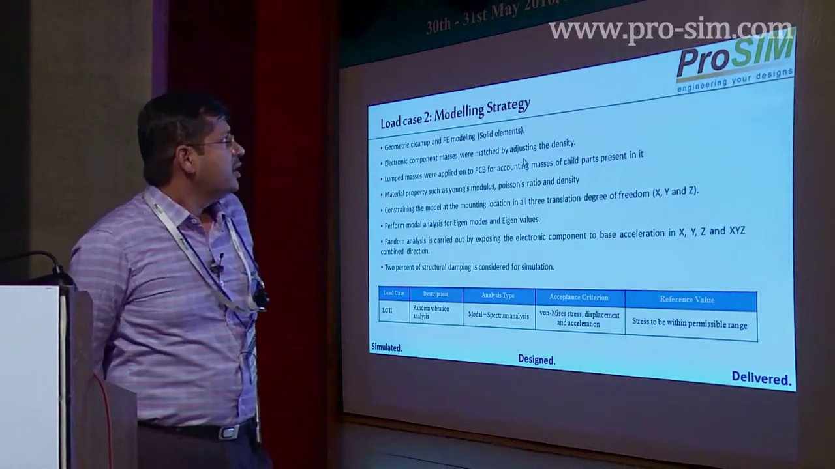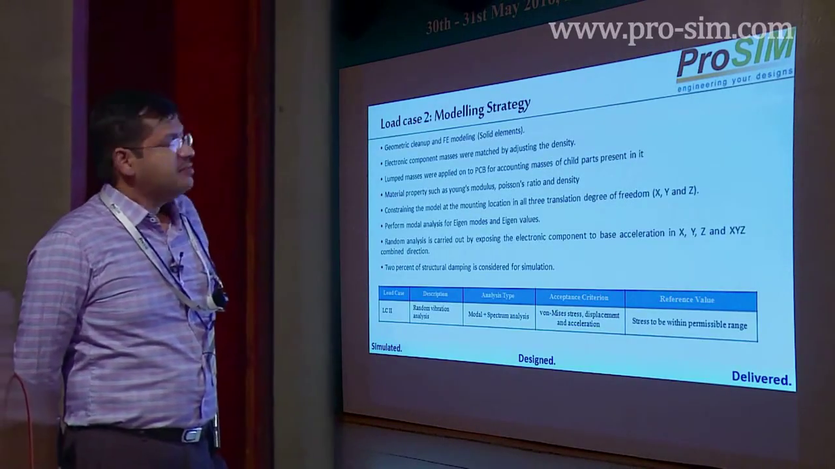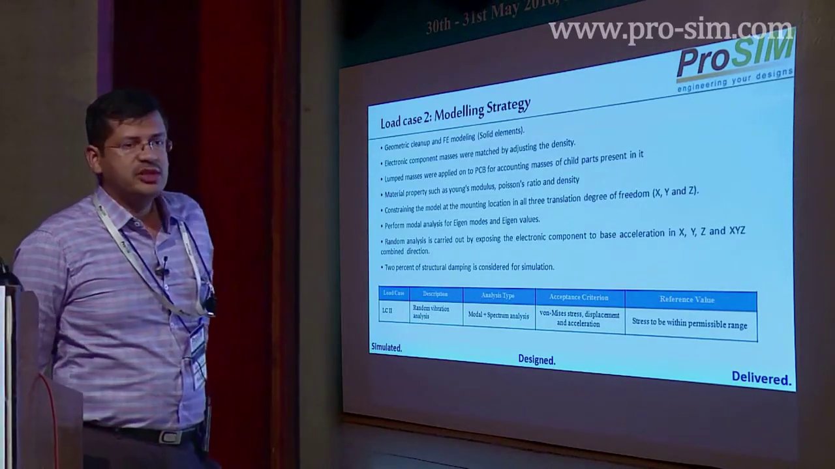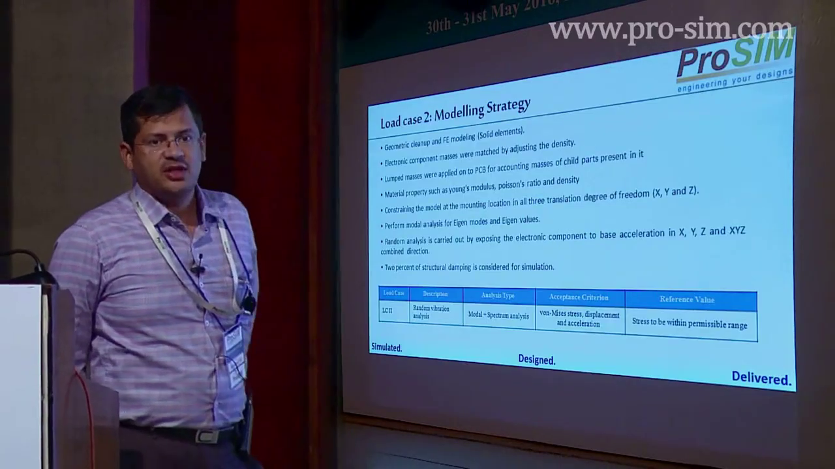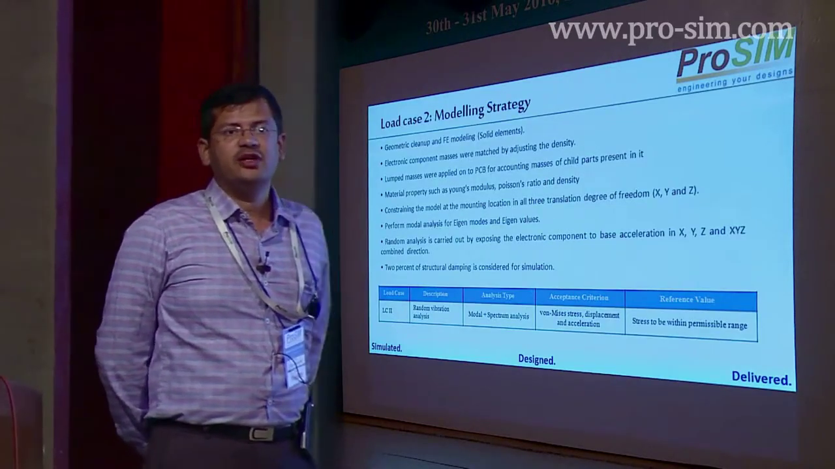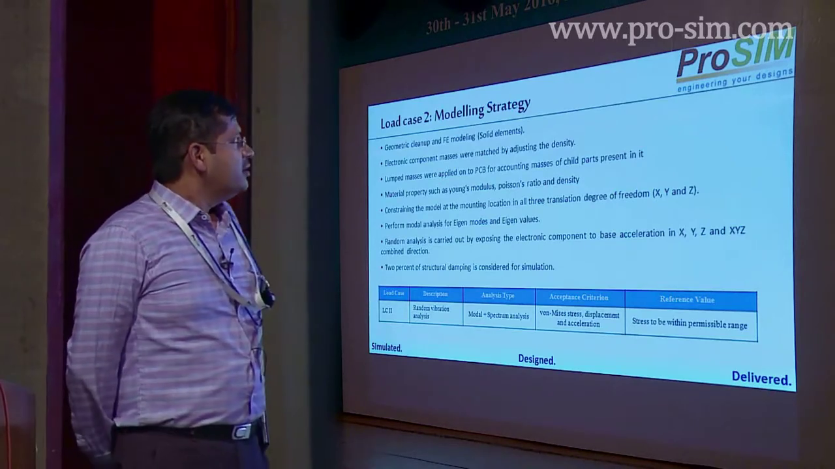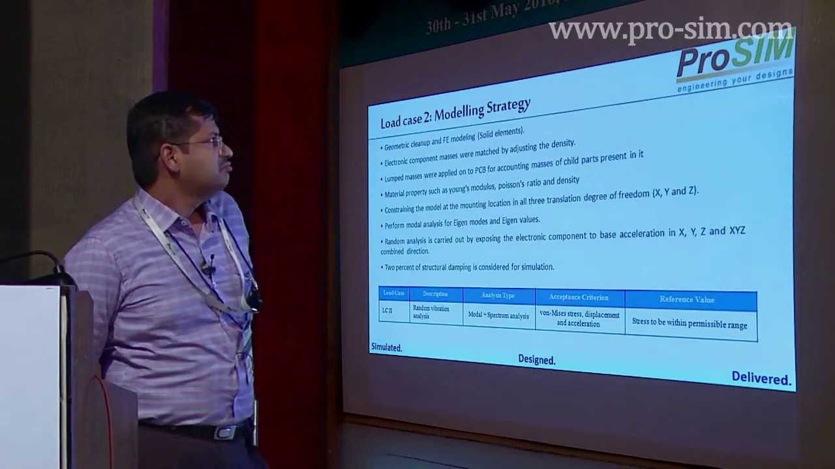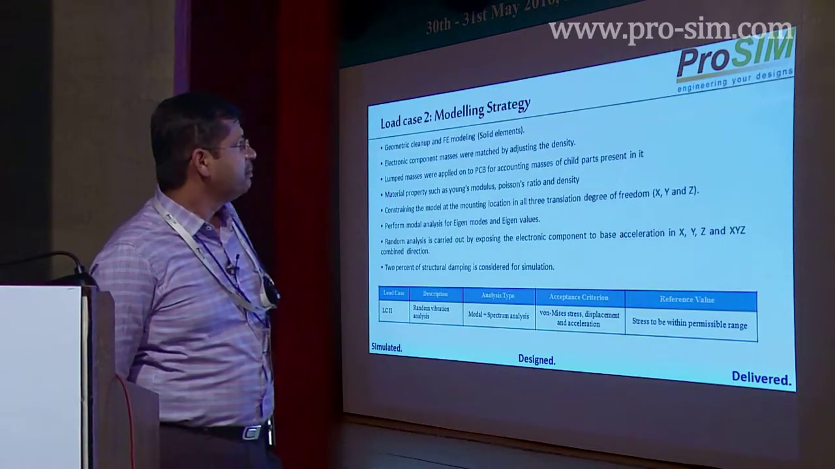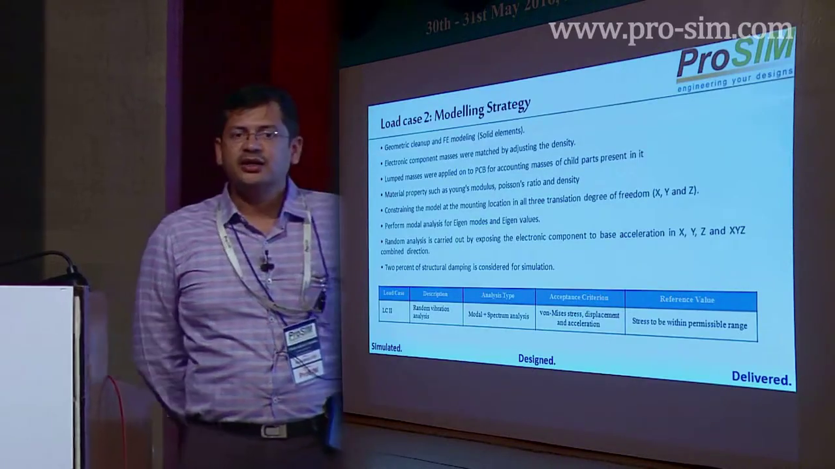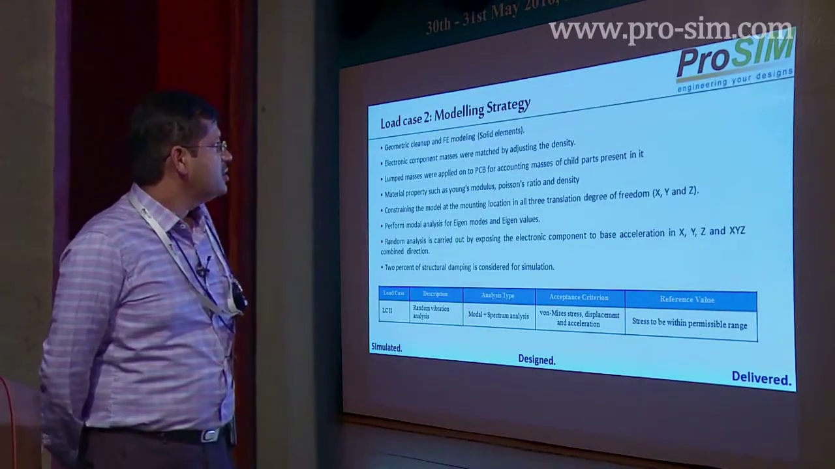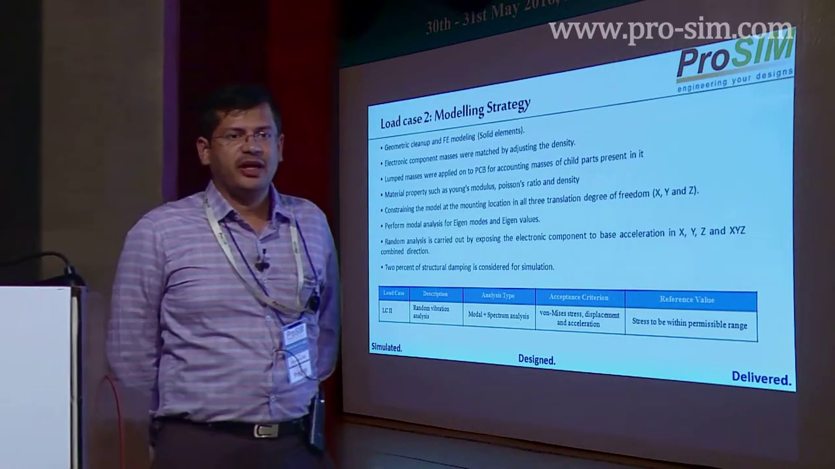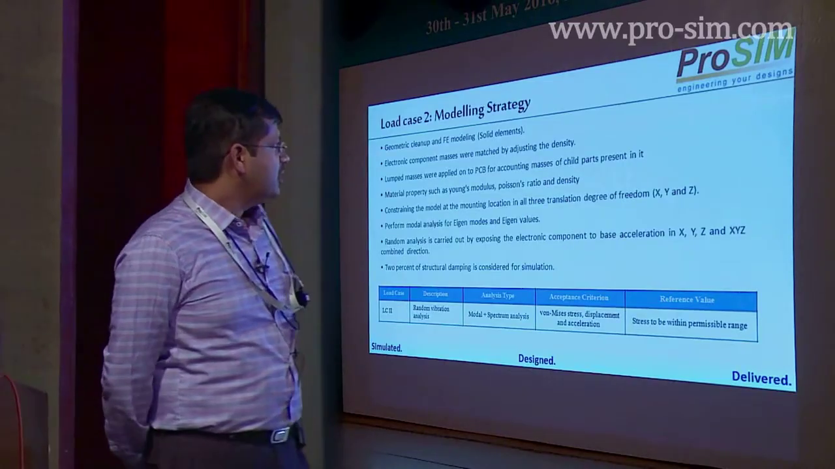Apart from that, the mass distribution is done by adjusting the density, and lumped masses are applied onto PCB structures for the child parts which are not significant enough to model discretely. We have constrained the model at the mounting locations, and material properties such as Young's modulus and Poisson's ratio are applied. We have performed modal analysis and random response. The base acceleration is given at the mounting locations for X, Y, Z and X, Y, Z combined directions.